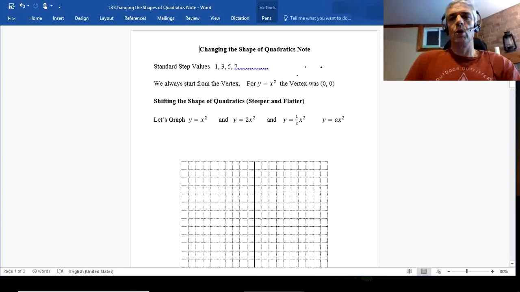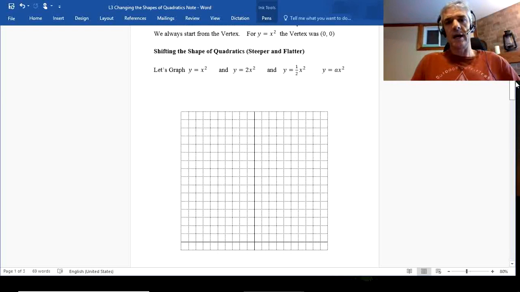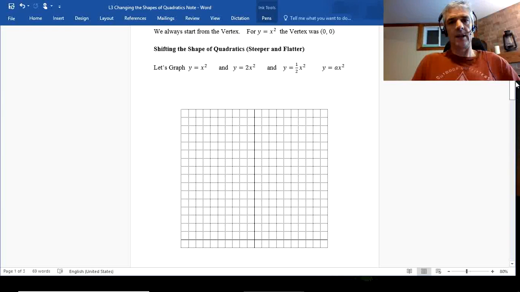Okay, so in this lesson I'm going to show you how that shape can change, because not all quadratics have this exact same shape. But it is the standard basis which we use to create the shape of all quadratics. So there are some changes, but there's also some commonality.